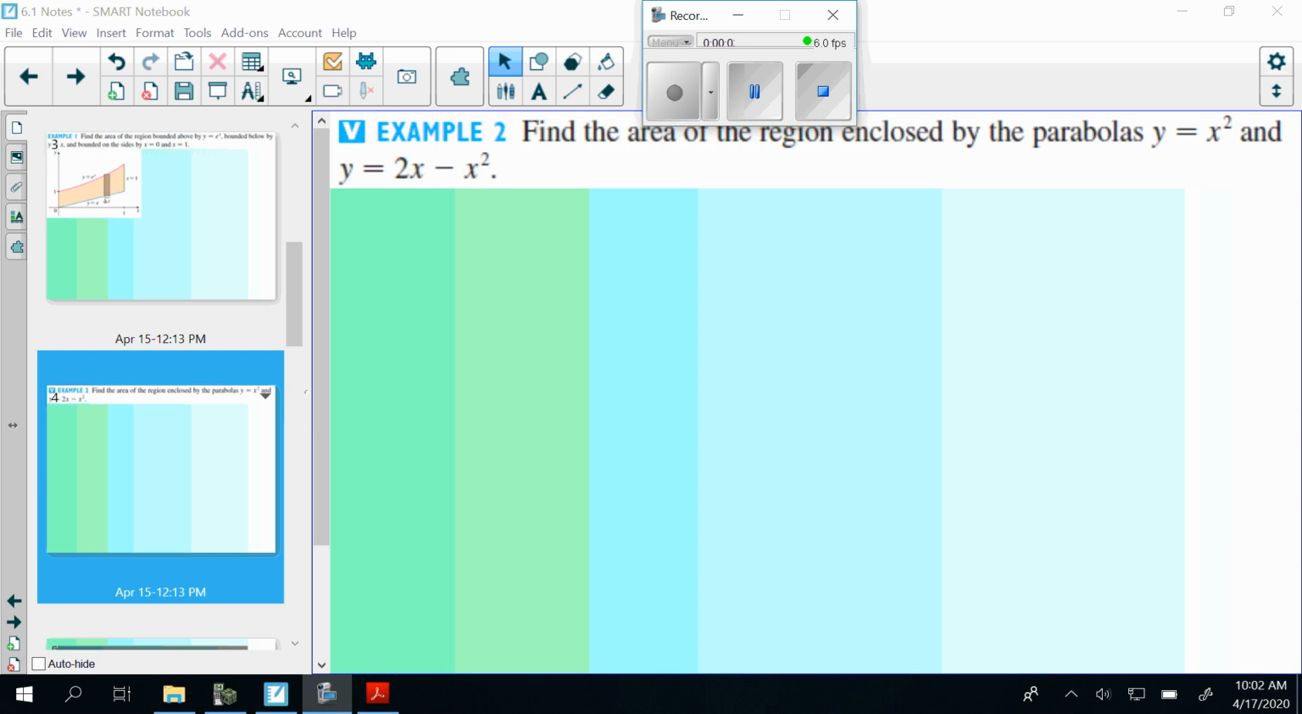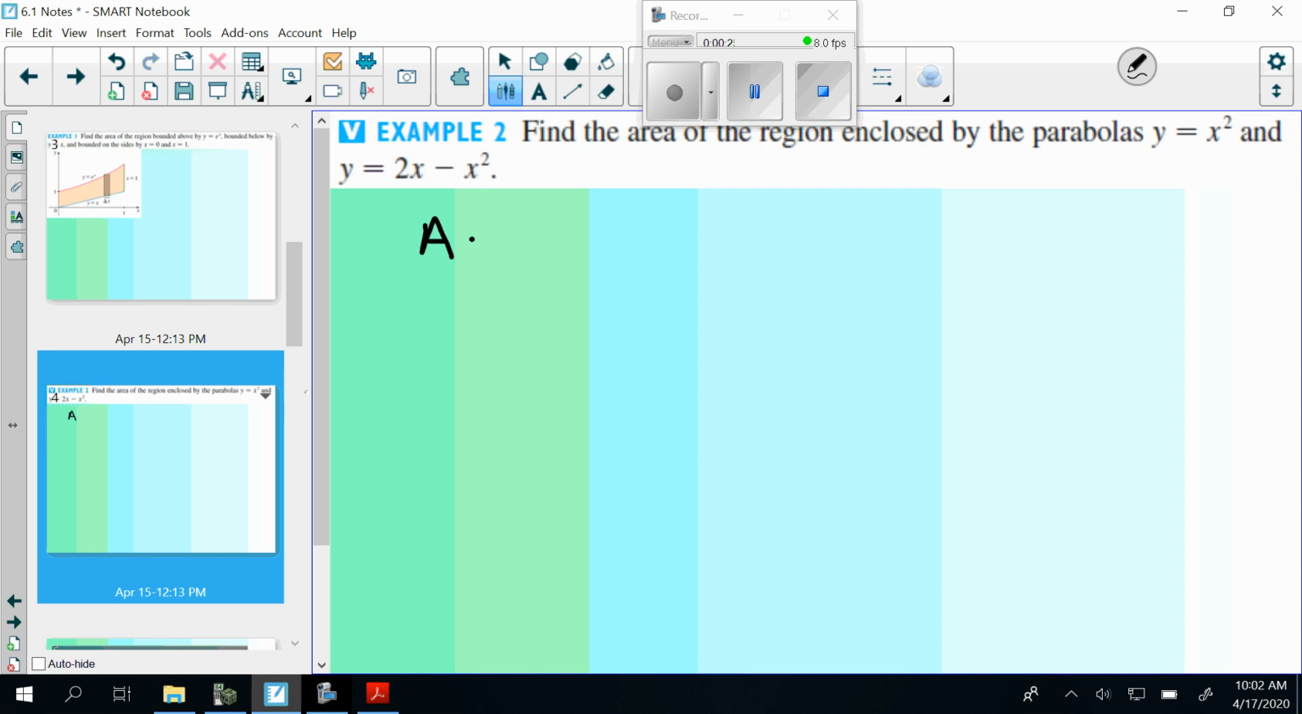Okay, for these notes, I'm going to show you how you can do some of these integral problems, taking advantage of your calculator and some of the stuff your calculator can do. So this was one of the same problems we did on the notes from section 6.1: find the area between these two parabolas.